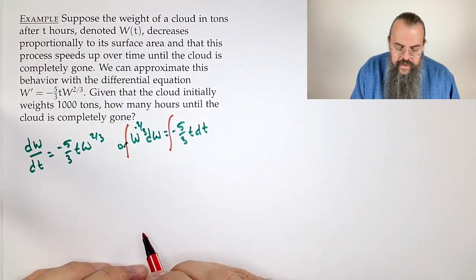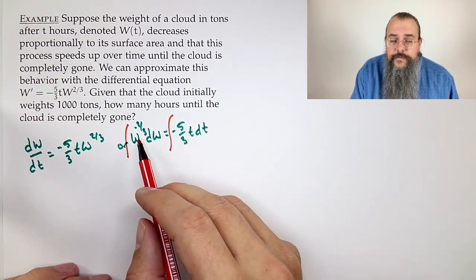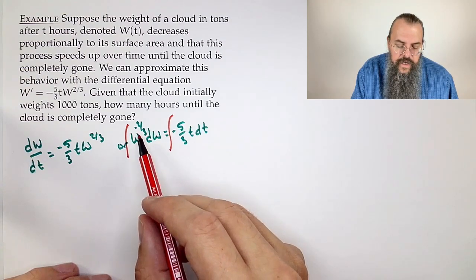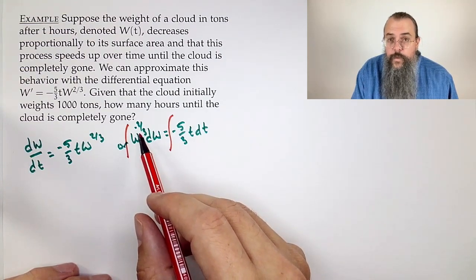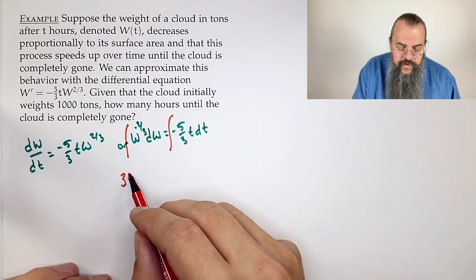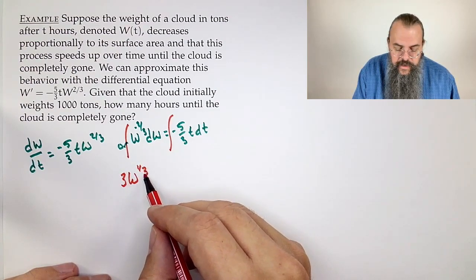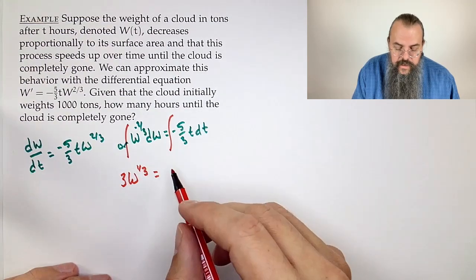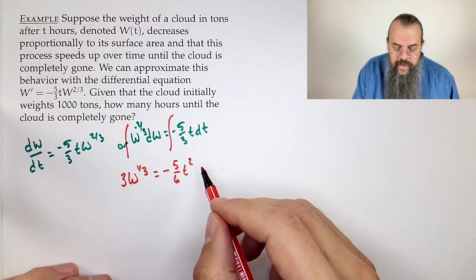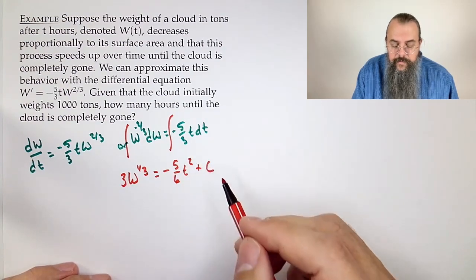Now we do our integration. So we integrate both sides. No tricky thing here. W to the minus 2/3, what would we do? Add 1 to the exponent, we'd have 1/3. Divide by 1/3, it's the same as multiplying by 3. So 3 W to the 1/3. Over here, that would be minus 5/6 t squared plus some constant C.